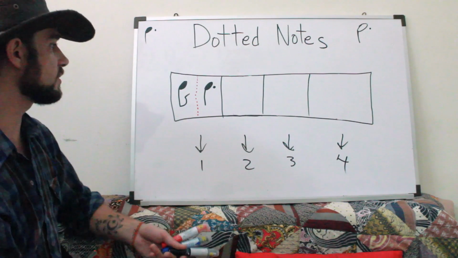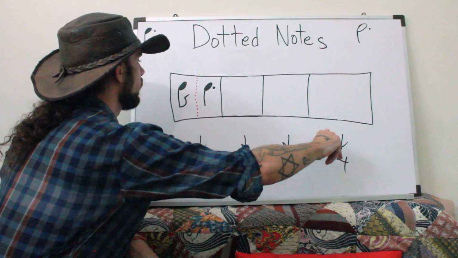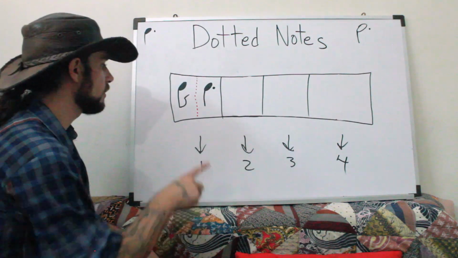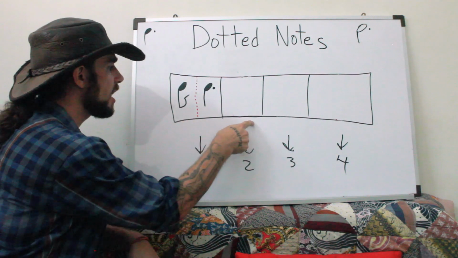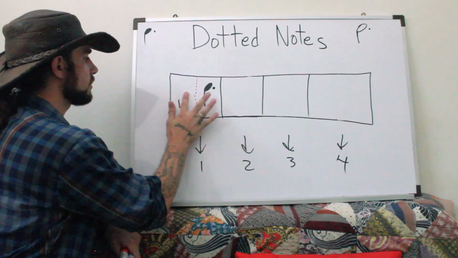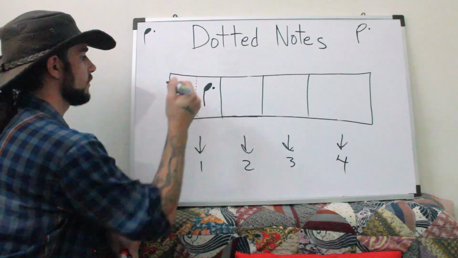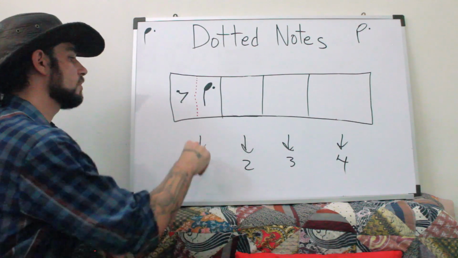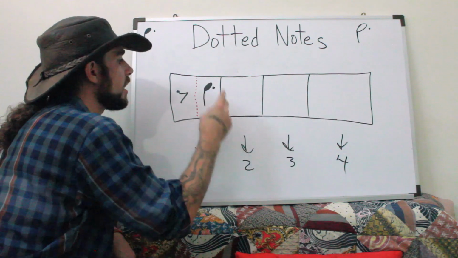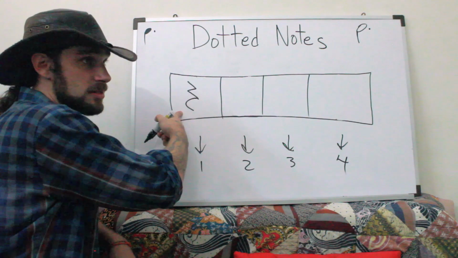Okay, so this would sound something like this. So 1, 2, 3, 4, da da. We could also start this with an eighth note rest. So 1, 2, 3, 4. Rest. Da. Let's start with a quarter note rest.